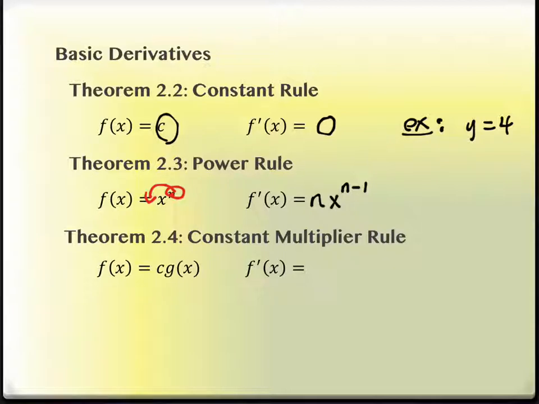Theorem 2.4 is one of those places where you're like, it does what you thought it should do. When you have a number, a constant, multiplied by one of these other rules, you just multiply the constant along. I like to say that it comes along for the ride. The c doesn't affect anything. You just take the derivative of the other piece and multiply it by whatever the c was. Okay? Beautiful things happen.